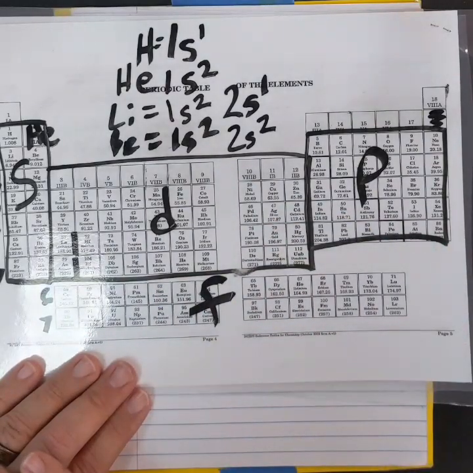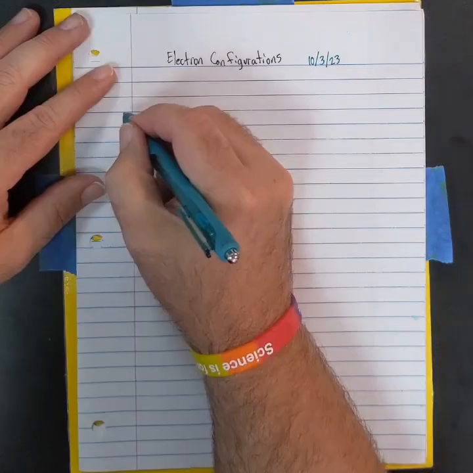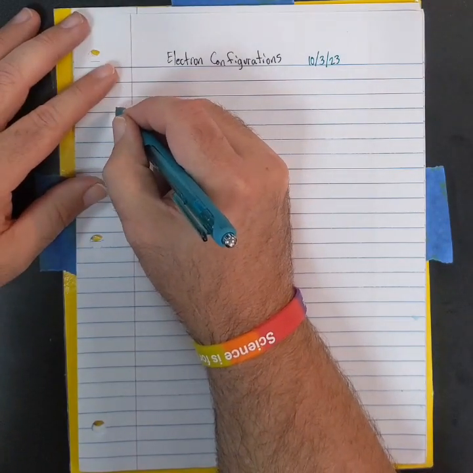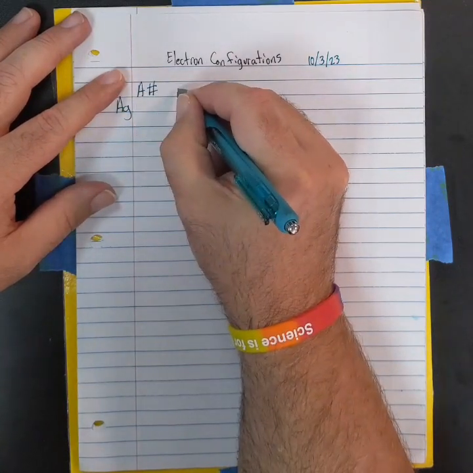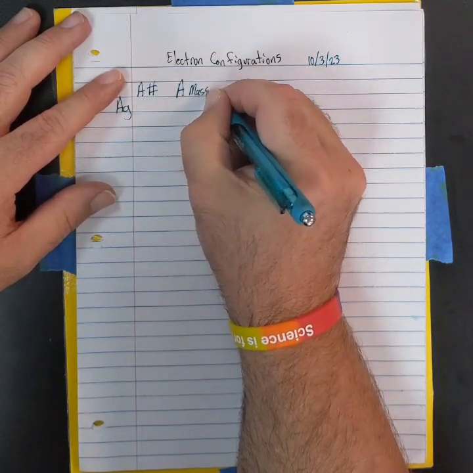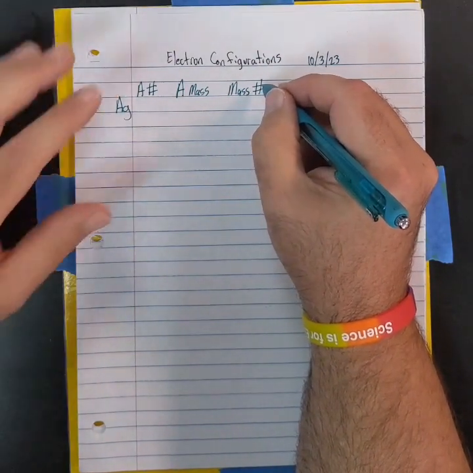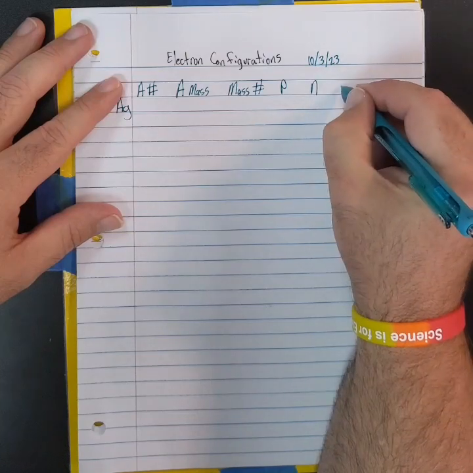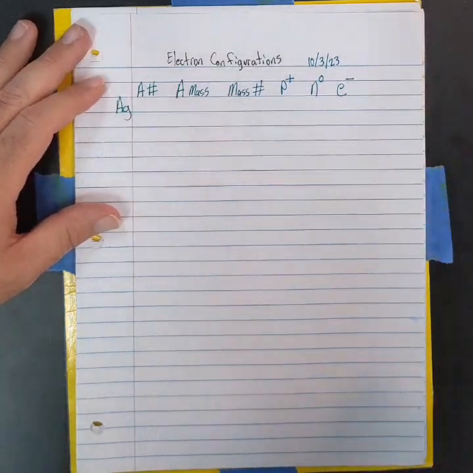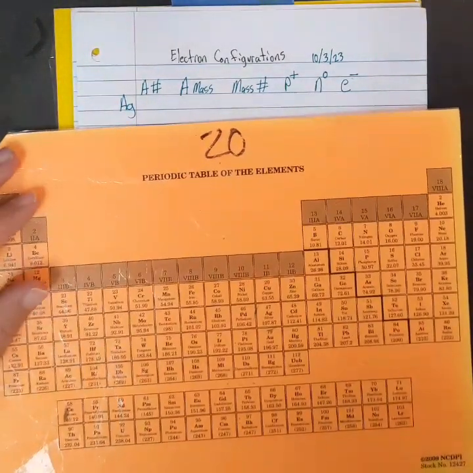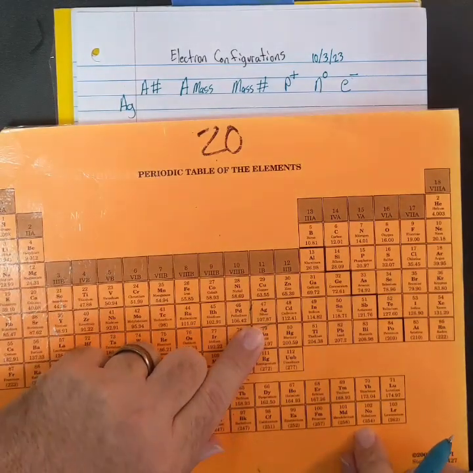We keep building. Another thing I wanted to talk about, let's say we had silver. If you needed to find the atomic number and the atomic mass and the mass number, and you need to find the protons, neutrons, and electrons. Now remember, protons are positive, neutrons are neutral, and electrons are negative. So you're going to get your handy dandy periodic table. You're going to find silver. Silver's right here.